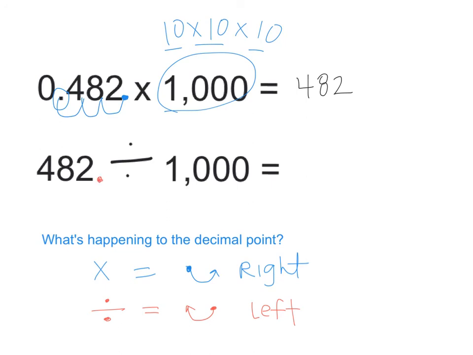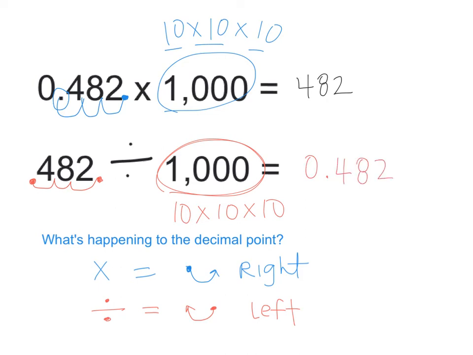Okay, so I'm going to move it. How do I know how many times to move it to the left? I have to think about how many factors of 10 there are in 1,000. Ritvik? There are three factors of 10, and I know that because there are 3 zeros. Very good. So I can go 1, 2, 3. And so my new answer is 0.482. Do you see how the decimal point moved there? Yeah. Okay, very good.